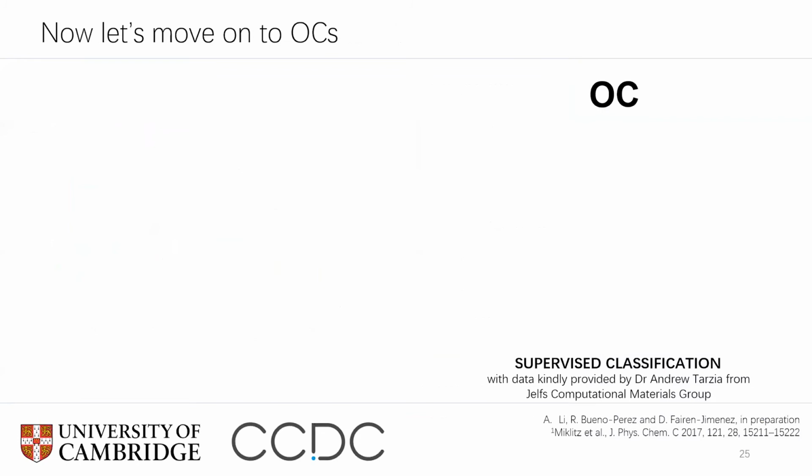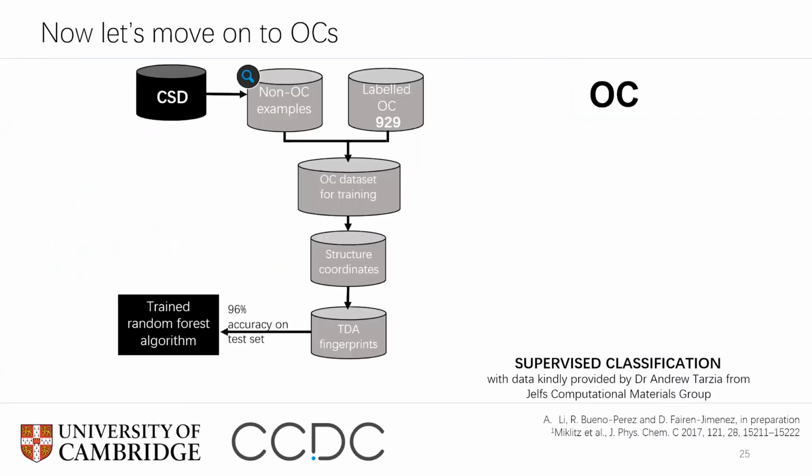Now, as I was saying, for the organic cages, we have a different problem because we actually have some labeled data. So I took 929 labeled structures that Dr. Andrew Tarzia from the JUGS computational group gave me. And I complemented this with some non-organic cages examples to form a training data set and extracted the coordinates and the fingerprints. And I used a very basic random forest algorithm, but I thought it was good enough for what I want to do at this point. I had 96% accuracy on the test set.